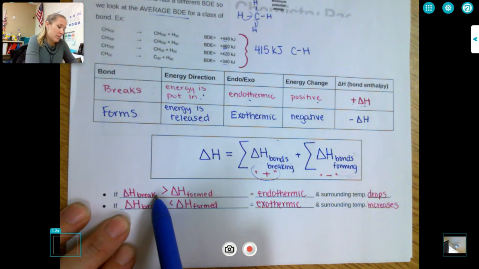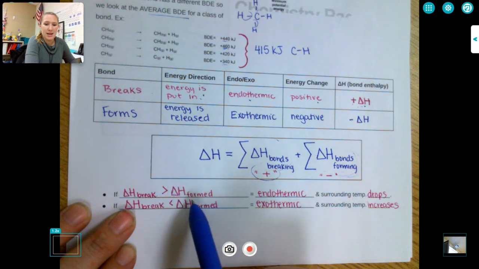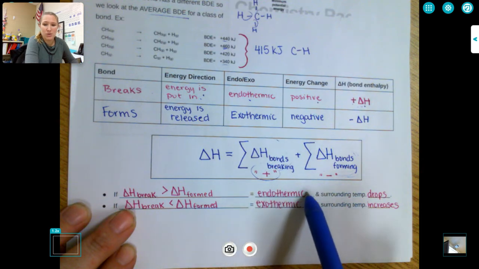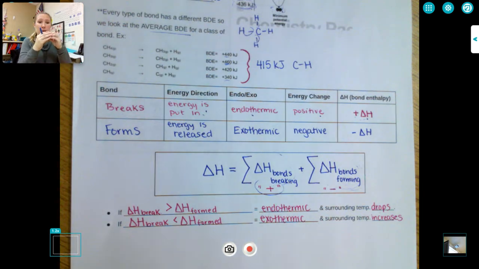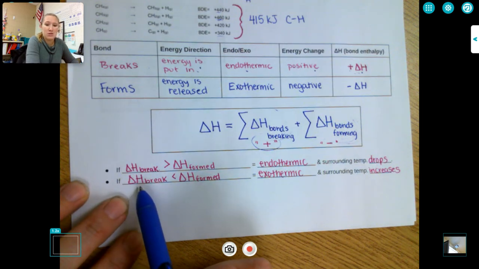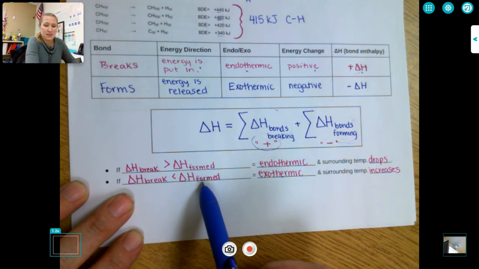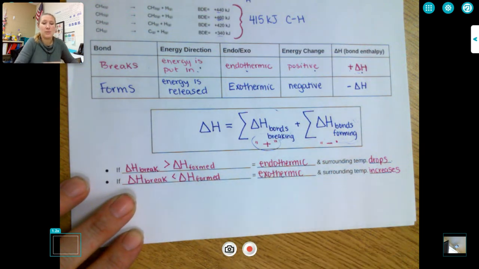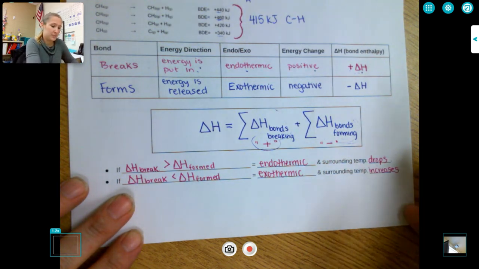If we break more bonds than we form, so my bond enthalpy of breaking is more than the bond enthalpy of forming bonds, that means it's going to end up with a positive delta H, so it's endothermic. And that means that my surrounding temperature drops because I'm pulling in energy from the surroundings to break my bonds. If my bond enthalpy for breaking bonds is less than the amount released by formed bonds, so I'm releasing more energy than I'm putting in to break, overall it's going to be exothermic, which means I'm releasing energy into my surroundings, so the temperature of my surroundings increases.